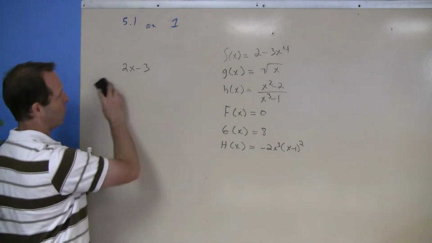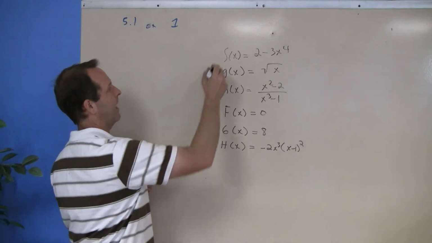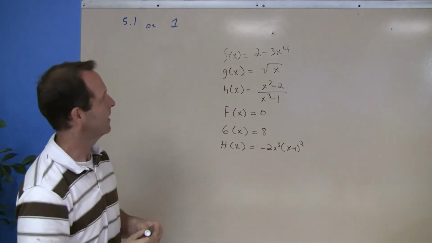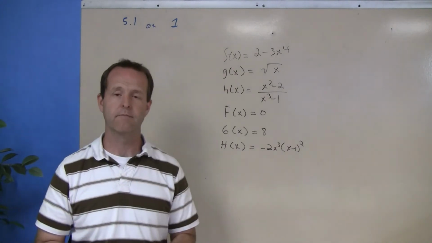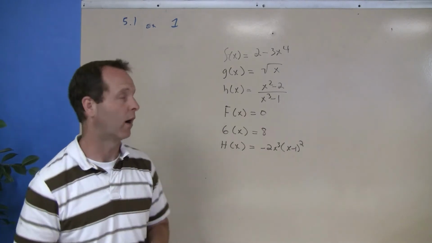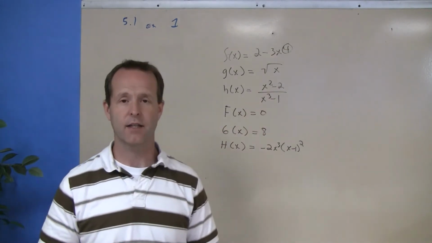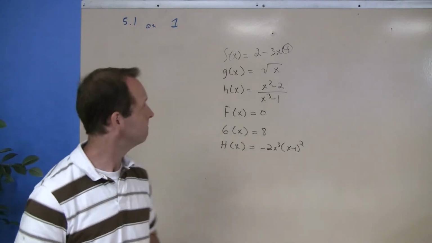So over on the right side of my board, I've listed several functions. The first one, f of x equals 2 minus 3x to the 4th. That is a polynomial. And it's a polynomial of degree 4. And how I know that is I look for the highest x exponent. In this case, it's a 4.